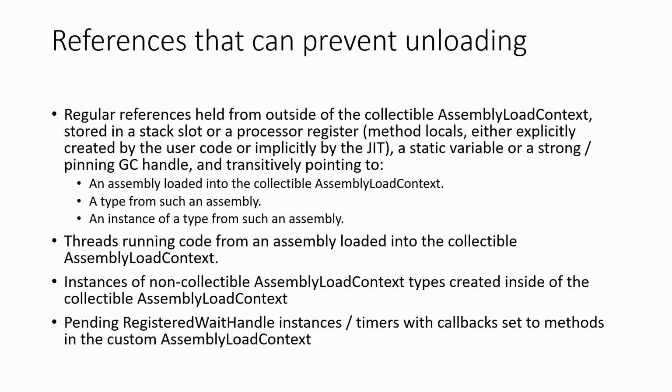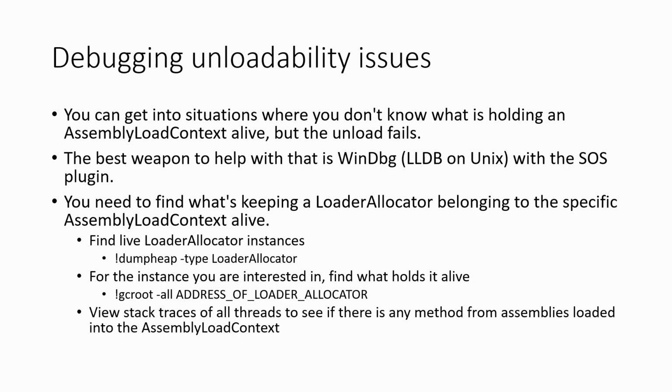One thing is that sometimes it's not obvious what exactly is pointing to that stuff. For example, you can register an app domain process exit event handler and point it to something in the unloadable context, and that holds it alive forever because it's a static variable somewhere outside of the context that points to that. So you need to have a way to debug that, and that's what the next slide talks about.